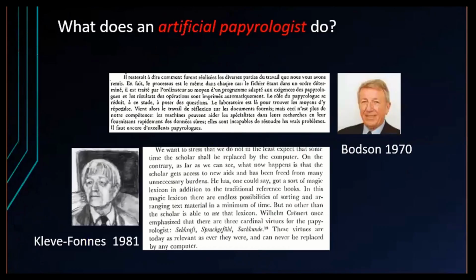What happens when we turn to artificial intelligence? According to the Oxford English Dictionary, AI is defined as, quote, "the theory and development of computer systems able to perform tasks that normally require human intelligence, such as visual perception, speech recognition, decision-making, and translation between languages," end of quote. These are precisely the intellectual tasks involved in the papyrological workflow.